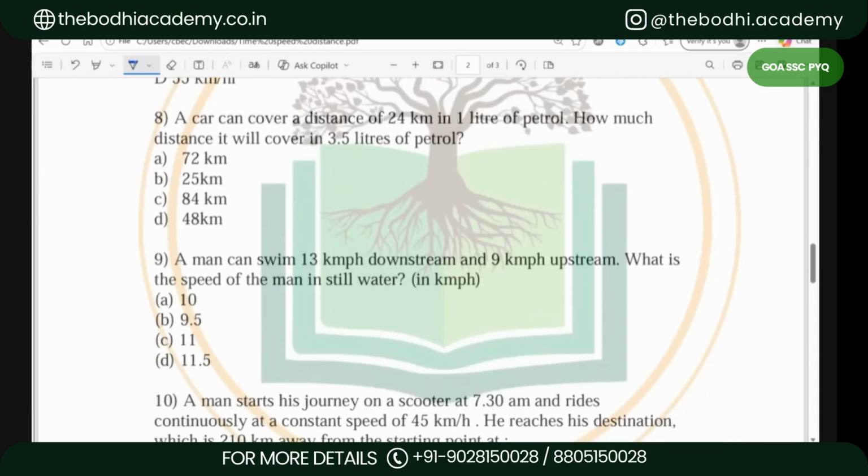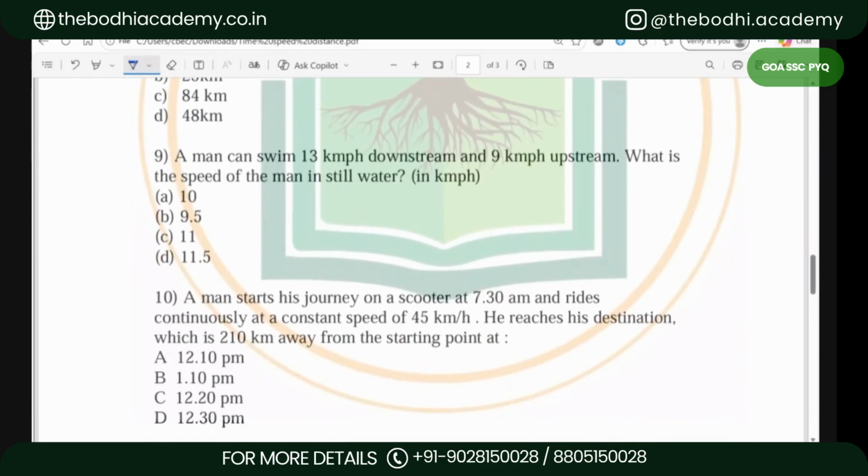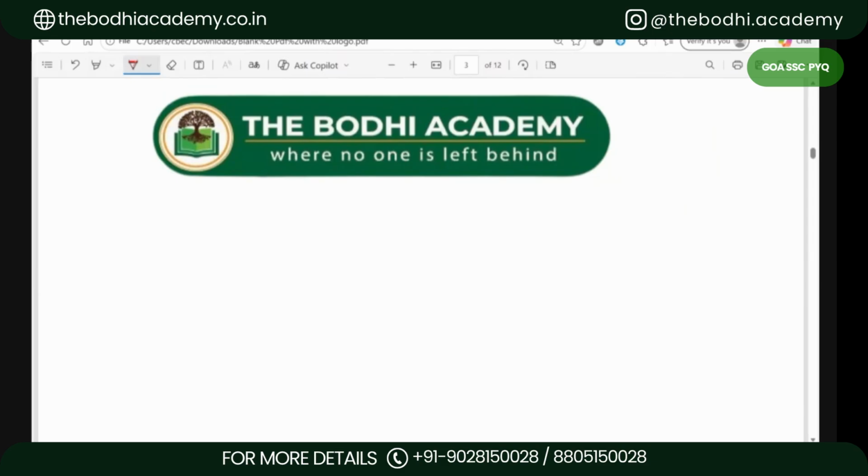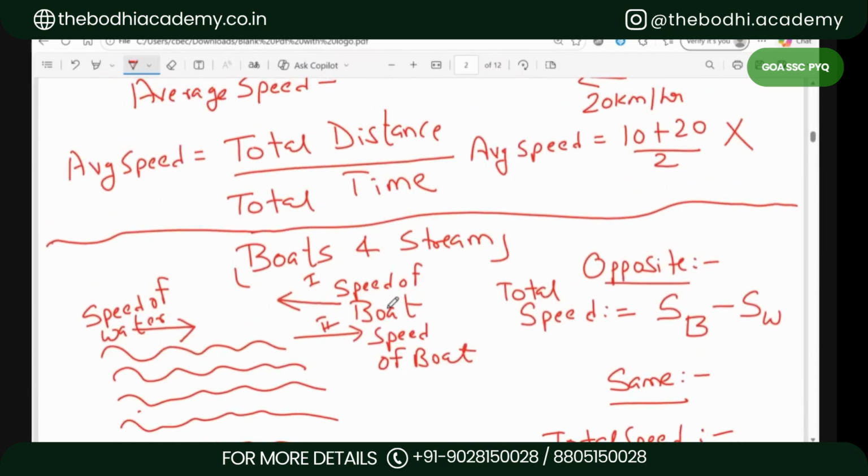Next, now the questions from upstream and downstream. The questions which are remaining, upstream and downstream. So, let us take question number 9. A man can swim 13 km per hour downstream and 9 km per hour upstream. In downstream, what we have read, downstream means both in the same direction. This is called downstream when both the speed of boat and speed of water are working in the same direction. And if it is in the opposite direction, it is called upstream.